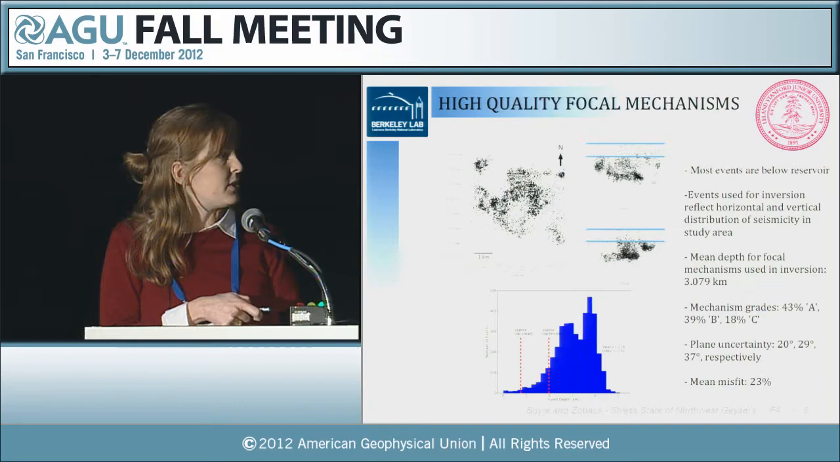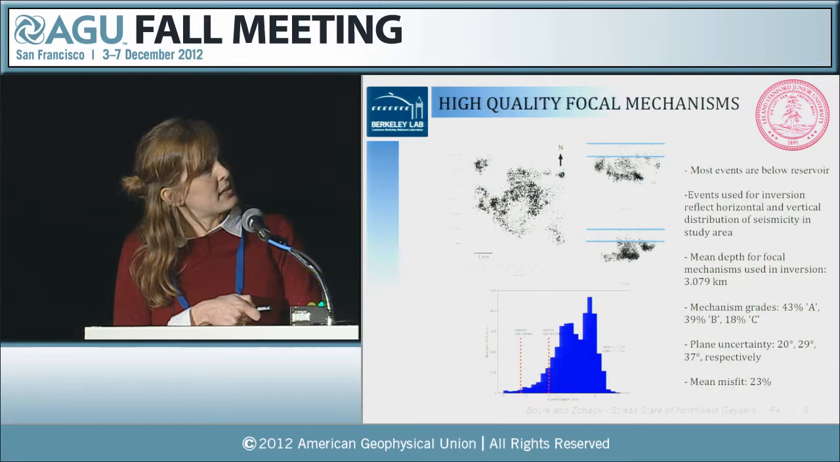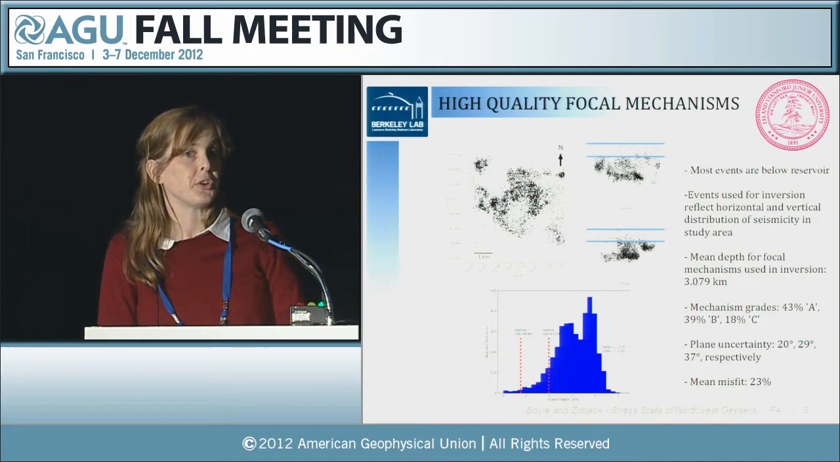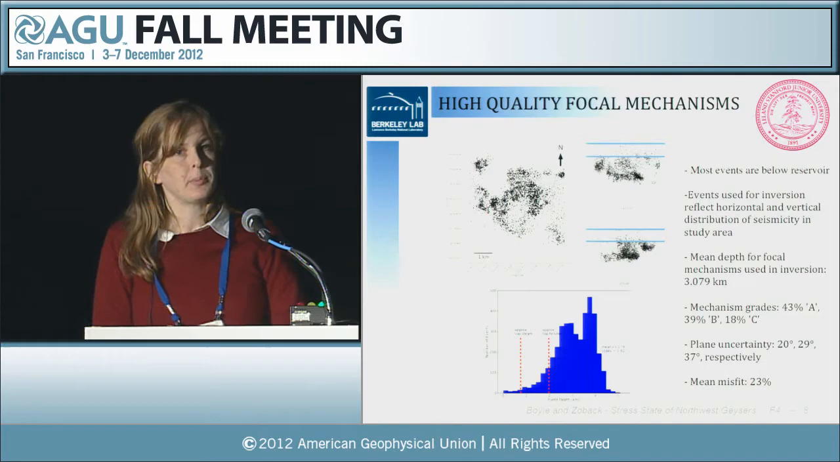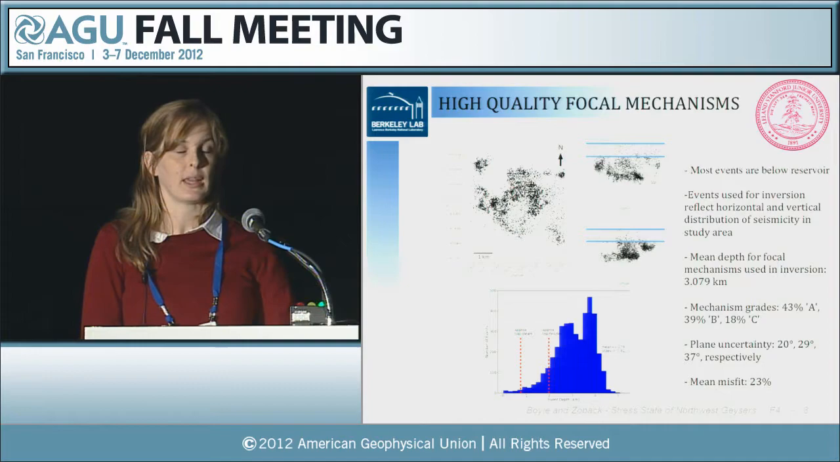The majority of the mechanisms were A mechanisms, which basically means that the nodal plane uncertainty was about 20 degrees. The mean misfit from this data set was 23%. So this is a significant improvement over the Provost and Houston result, which was, again, a misfit of about 38%.